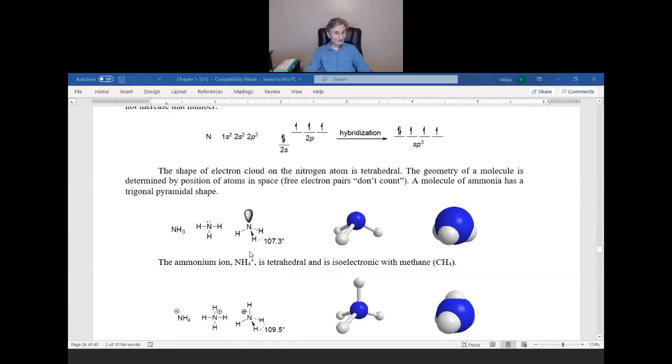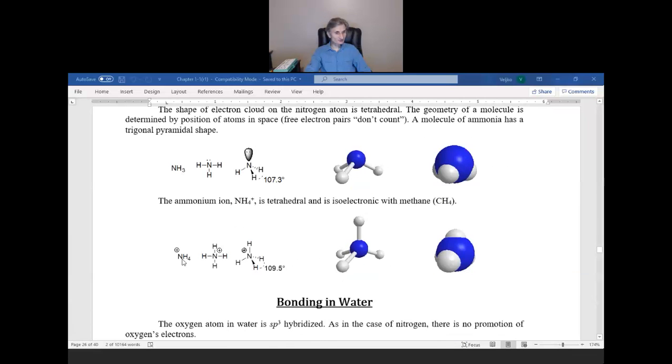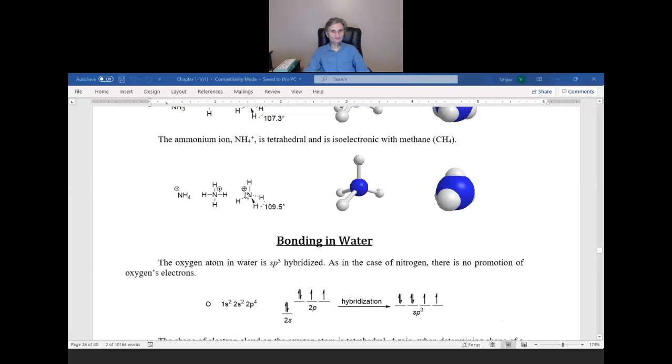Now, ammonium ion has a hydrogen, a proton, bonded to the electron pair. So it has a charge of +1. It's ammonium ion or ammonium cation. It's isoelectronic with methane. It means it has the same number of electrons and the same electronic configuration as methane, as CH4. And so it looks just like methane. That's why we identify species that are isoelectronic, because they resemble each other. So it's tetrahedral, just like methane. The only difference is the positive charge.